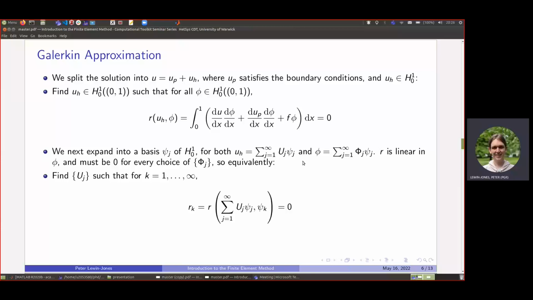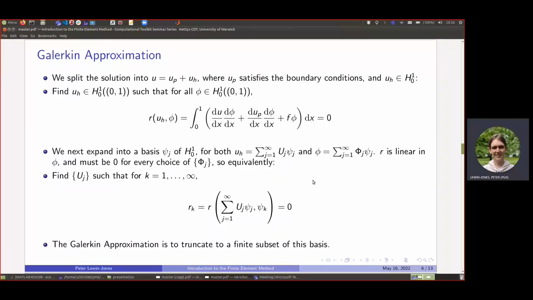So equivalently, our problem is: find a list of coefficients u in terms of this basis, such that for all of these basis functions, this R_k is equal to 0. You can imagine, well, this has to be true for all test functions phi, but we can just take the subset of those test functions that are these psi_j's. Plug that into R, and we'll find this equivalent definition here.